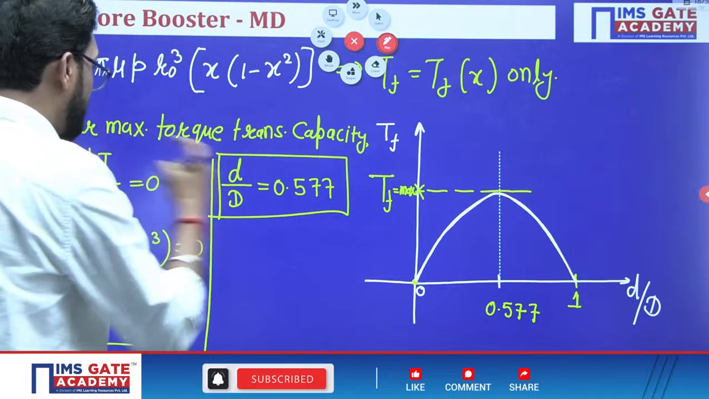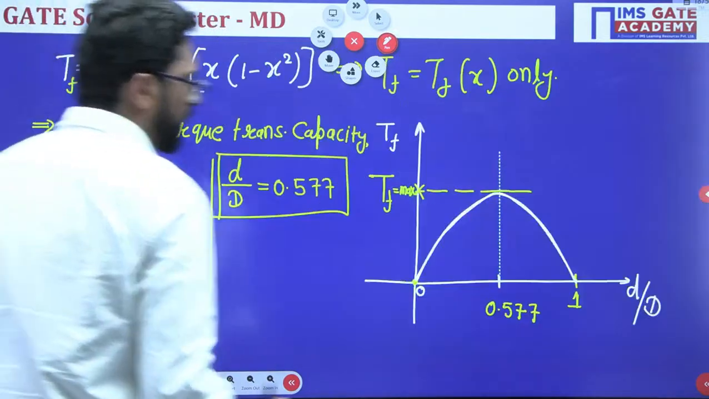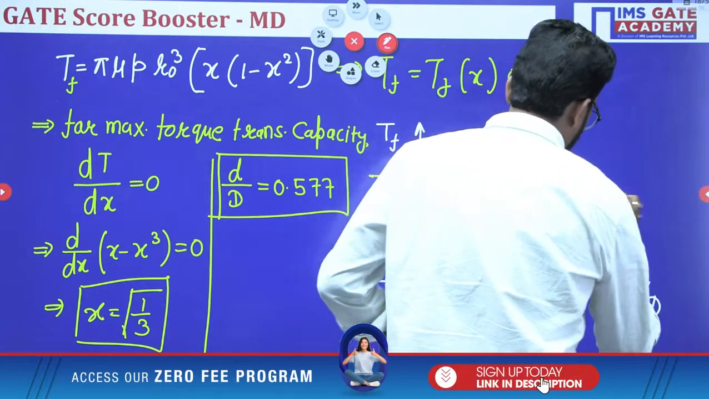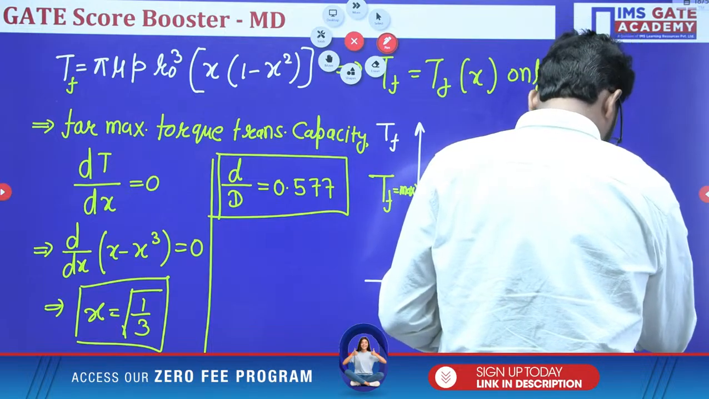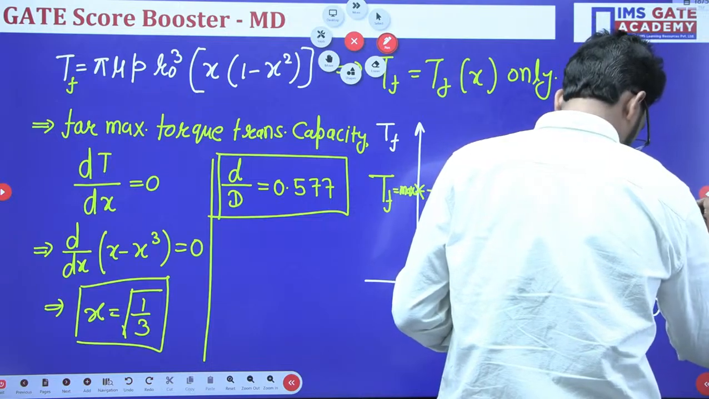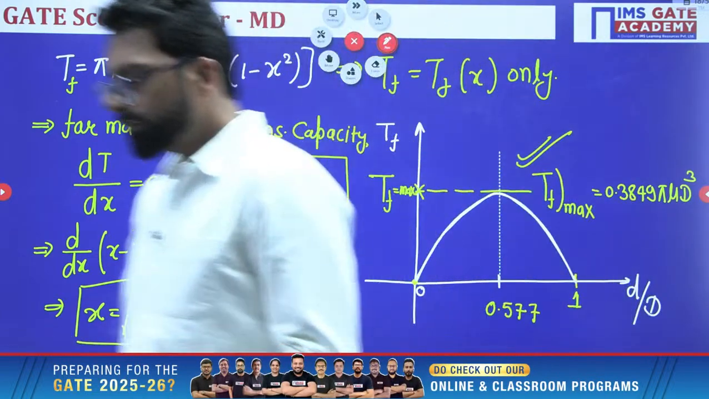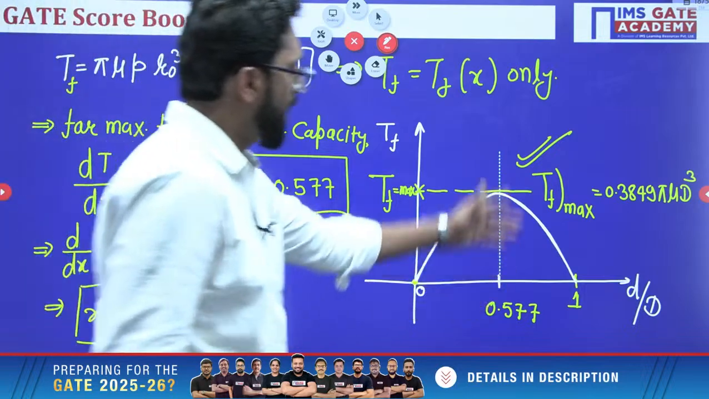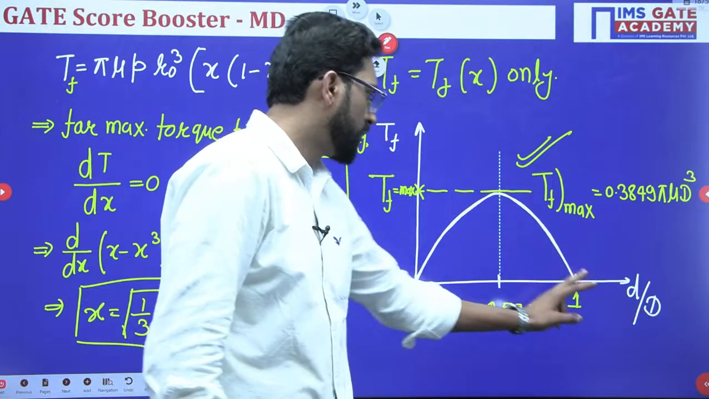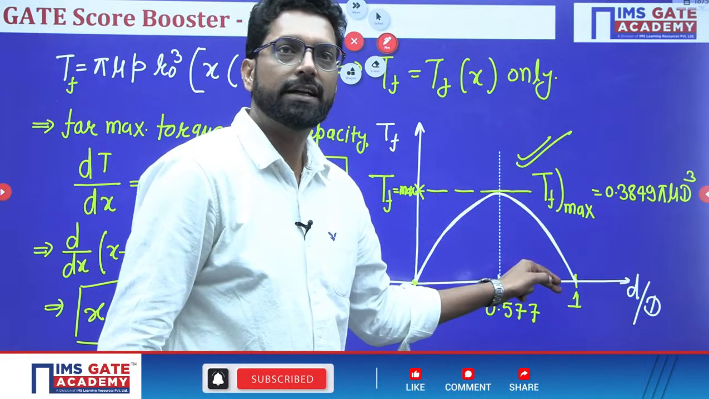And what is this maximum torque? If you put d by D equal to 0.577 in this equation and solve, the maximum torque is equal to 0.3849 pi mu W R, to the power Q. If you solve, this is your maximum torque. Clear? So at this point there is a maximum torque, and if d by D is equal to 0 and d by D is equal to 1, the torque is 0. So initially the torque will increase, reach the maximum, then it will decrease. That is the characteristic.